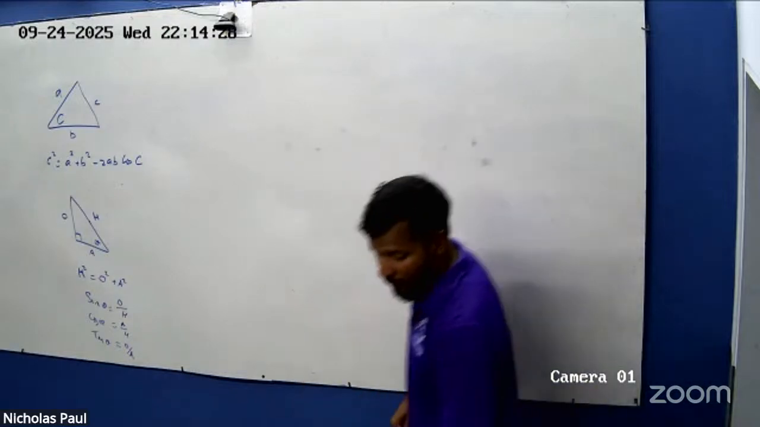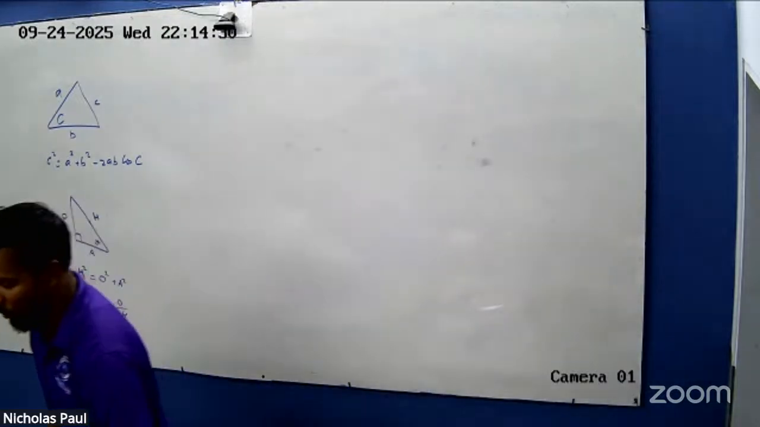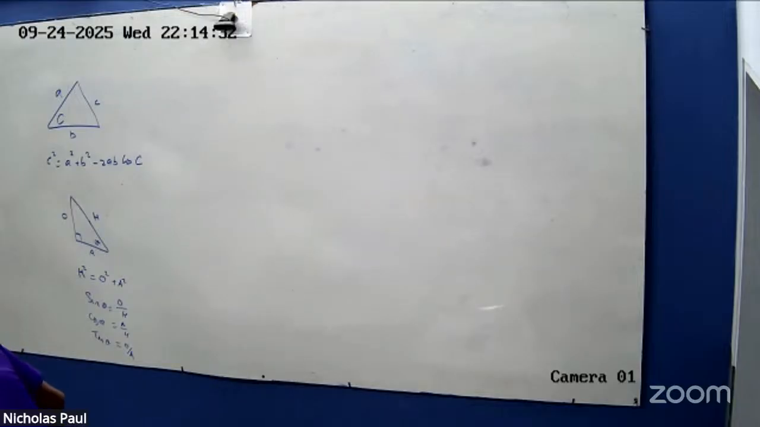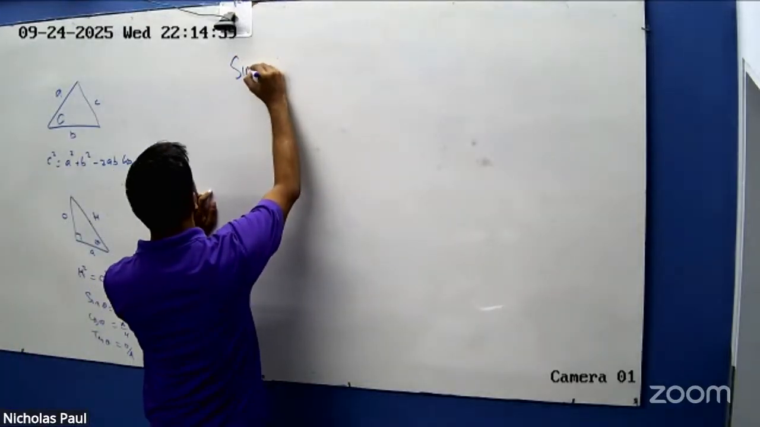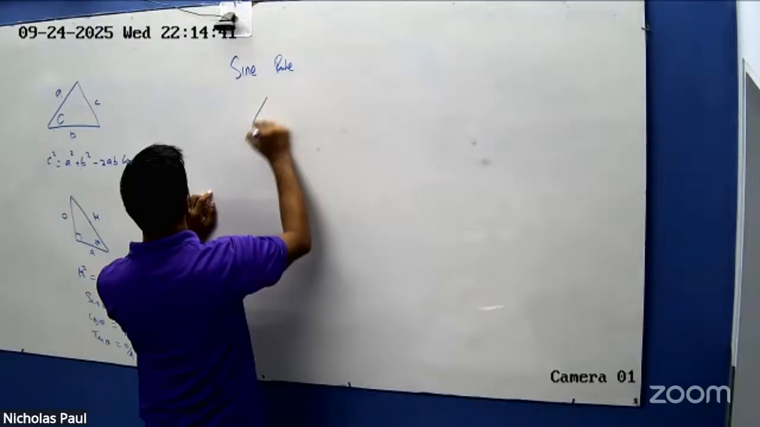Okay. So those are some of the rules. Today we're gonna take a look at sine rule. Right? Again, all these are for non-right angle triangles, right?